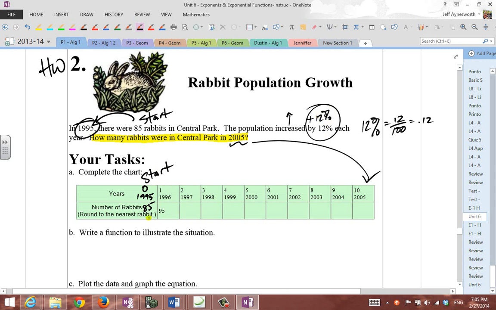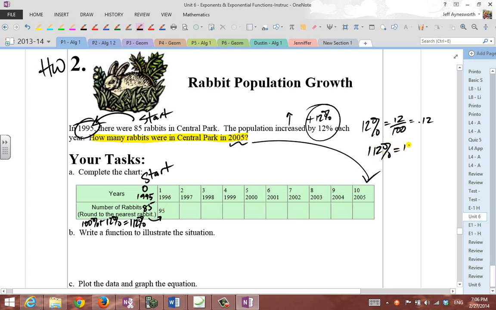So what you need to do is figure out what is 12% in addition to 85. Well, we know that 100% plus 12% is equal to 112%. So what's happening here is that after the first year, you don't just have 85 rabbits, you have 112% of that, which means you have to multiply 85 times 112% to figure out your new value. Now I already put the value in there, and we'll show you how to get it. But let's do the obvious here.